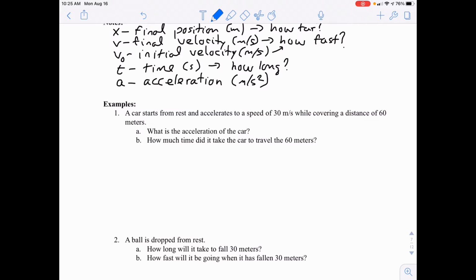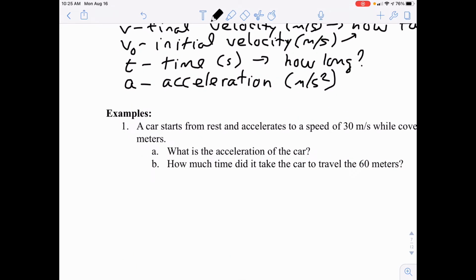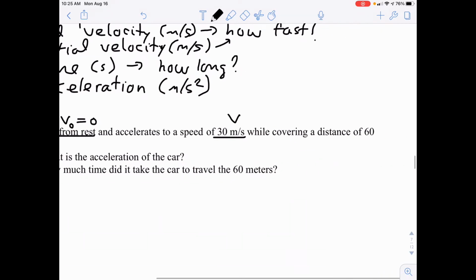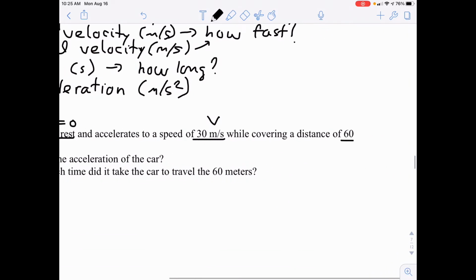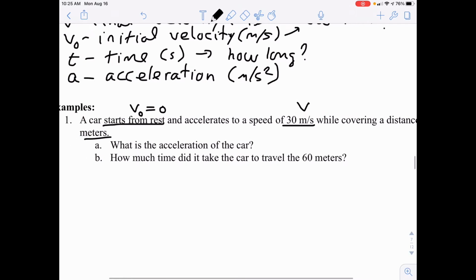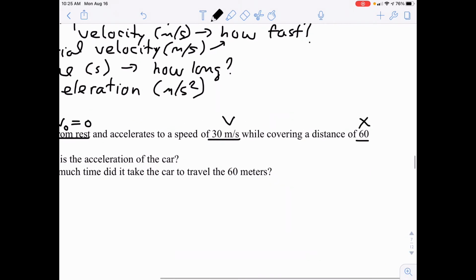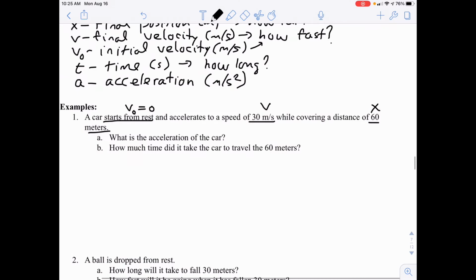Okay, so first things first, let's annotate the question, then we'll make a nice list of variables on the side, then we will accomplish part A and part B. So when we see the phrase starts from rest, remember, that means v naught equals 0. That means this other speed is v final, and a distance of 60 meters would be x. We're using x now instead of d.